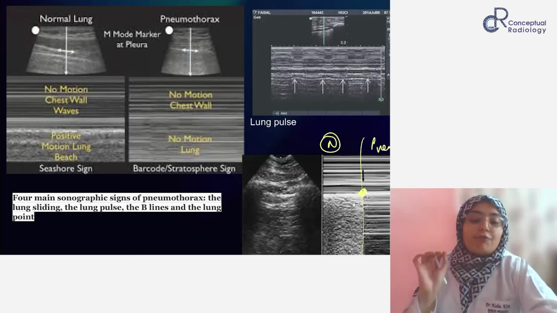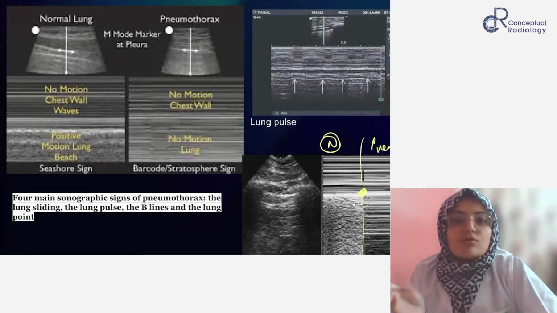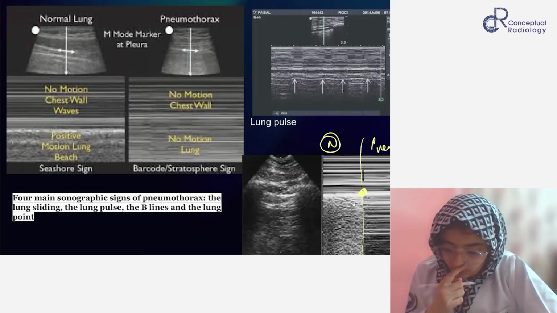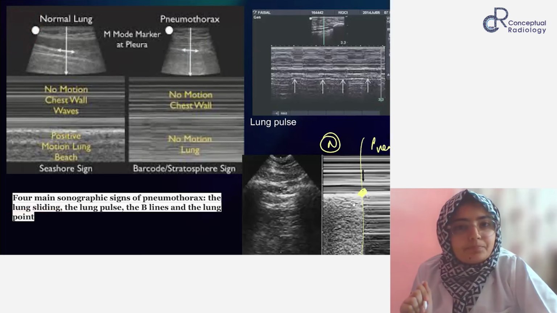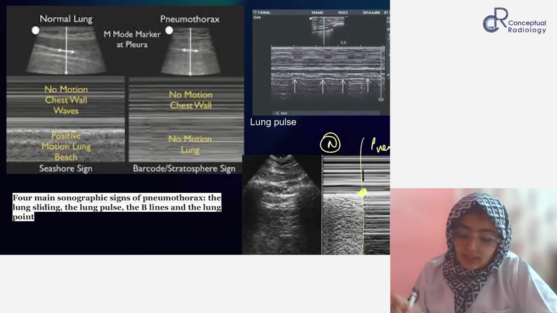Now they're telling you there are 4 main sonographic signs of a pneumothorax. So what all can you see? Because one sign may not always help, so the more, the merrier. So one is your lung sliding. Just now in the video that we saw, the pleural line is moving with every respiration. Simple thing. That is lung sliding.